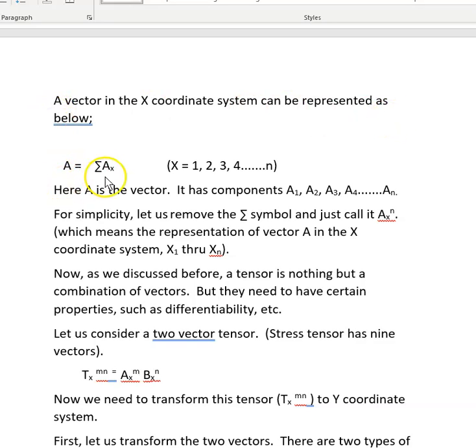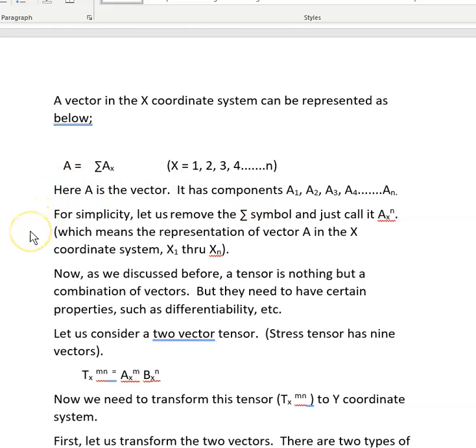A equals sigma ax. Now let's say we have n dimensions. So the vector A would be a1 plus a2 plus a3 all the way up to an. And if it has only 3 dimensions, then it will be a1 plus a2 plus a3. So in this representation, we could represent all the way up to n dimensions. Here A is the vector. It has components a1, a2, a3, a4 all the way up to an.